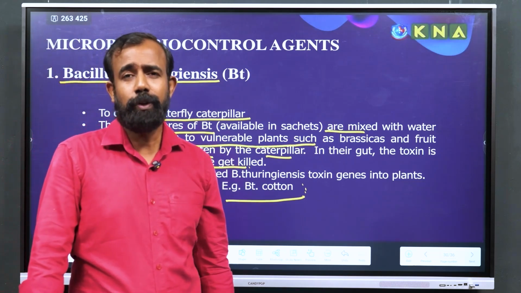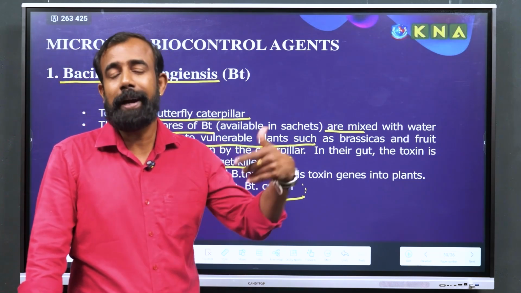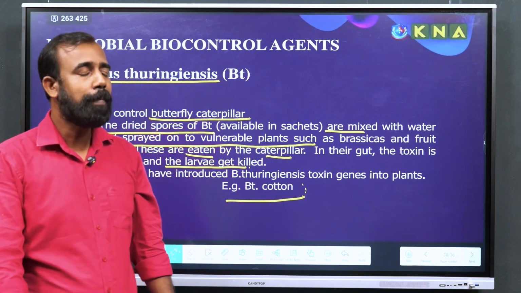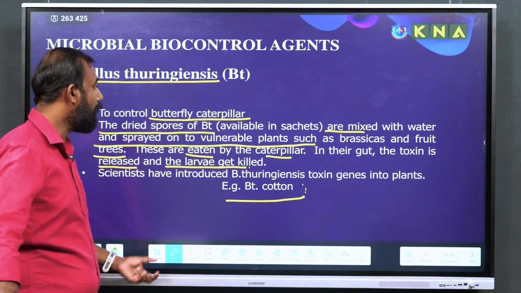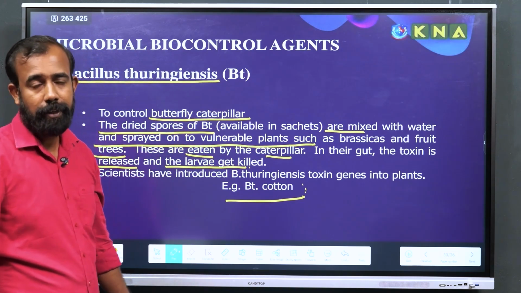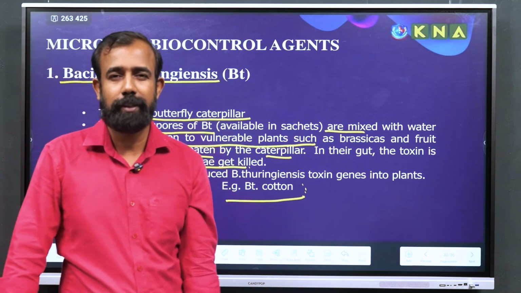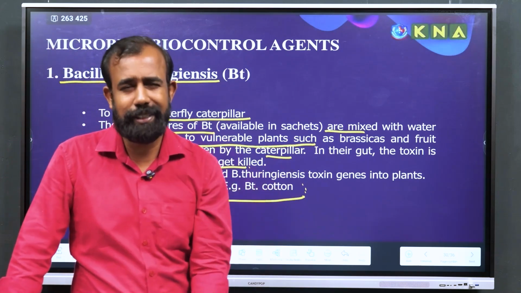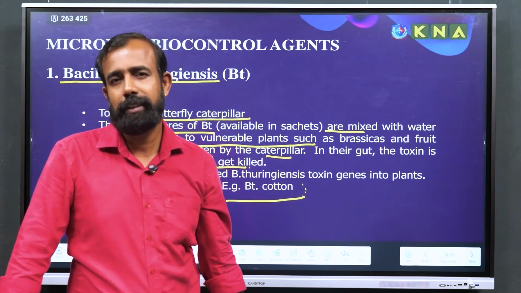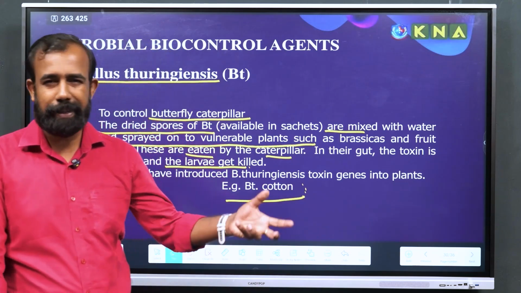So Bacillus thuringiensis is a bacterium. This bacterium is used to kill or control butterfly caterpillars. It produces some toxins, called BT toxin. It's an insecticidal toxin that will kill the larvae of some insects.